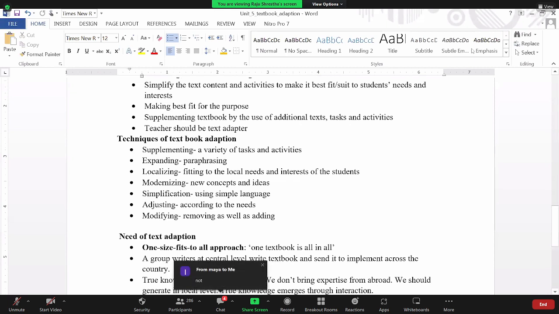Then true knowledge cannot be predicted. So we don't bring expertise from abroad. We should generate at local level. True knowledge emerges through interaction. So this kind of interaction, transaction should be used in the classroom.